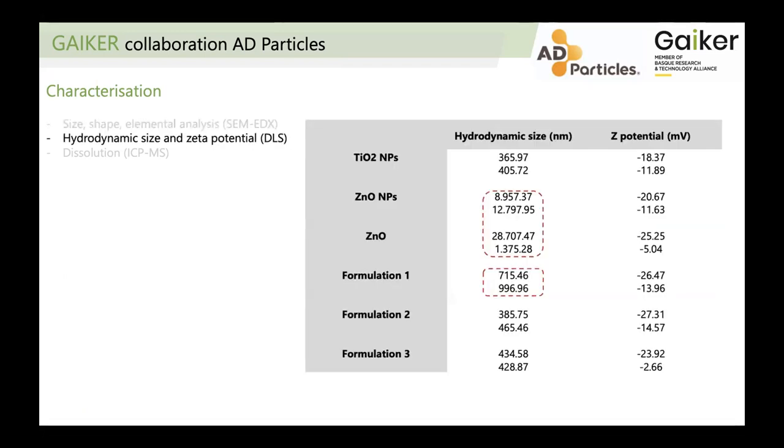Following up with the characterization, the second step that we performed was the DLS analysis to check for hydrodynamic size, also for aggregation and agglomeration of the particles in marine water in this case, and also zeta potential. Based on these results, zinc oxide nanoparticles and zinc oxide in bulk form agglomerate in the marine water, clearly showing big aggregates of 8 microns, 12 microns, or even 28 microns. Formulation one was the least stable formulation, showing agglomerates and aggregates of around 700 to 900 nanometers, almost 1 micron in size.